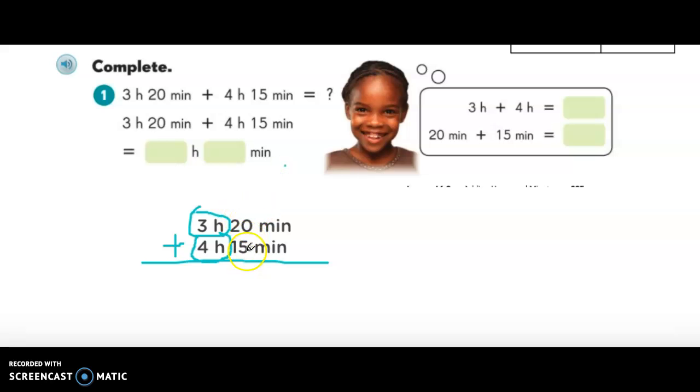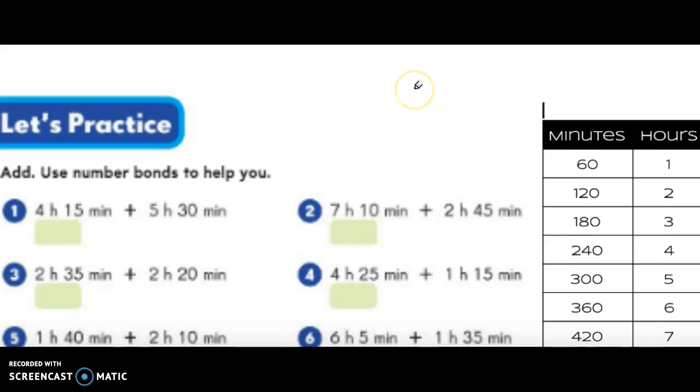By circling these, I make sure that they're standing out and I don't forget about them later on. Then I can add my minutes. 20 plus 15 gives us 35. And then don't forget to label, so you're keeping track of what unit it is. And then 3 hours plus 4 hours gives us those 7 hours. And then you have your final answer. So just adding 2 times today.